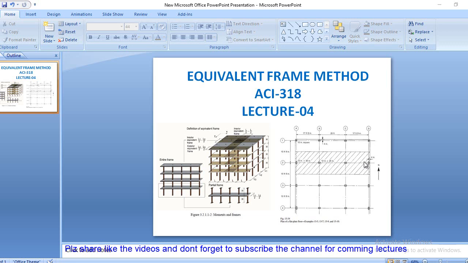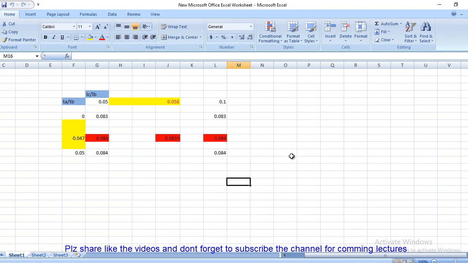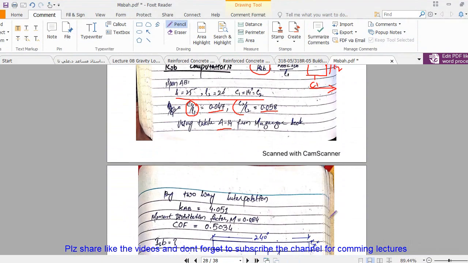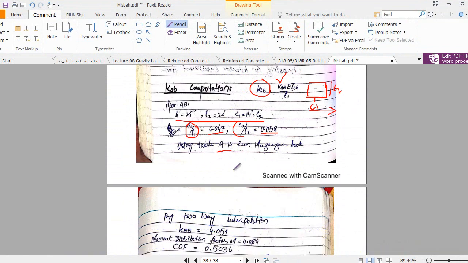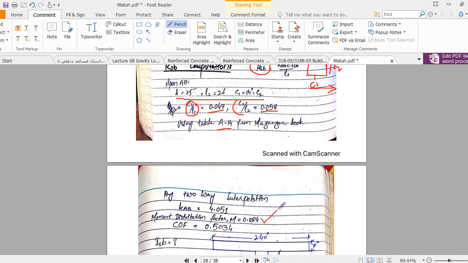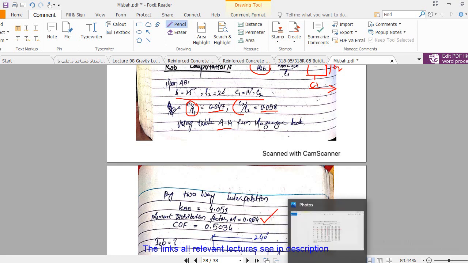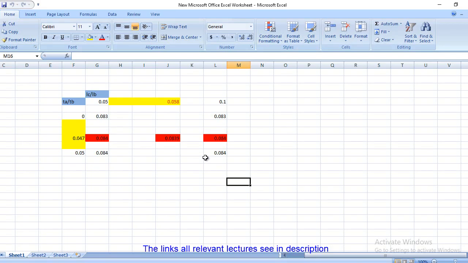Students, as we started the equivalent frame method, in lecture number 3 we calculated this coefficient m, and we ended at this coefficient, that is 0.084. How we calculated that coefficient, let me show you again, because that is part of lecture 3.